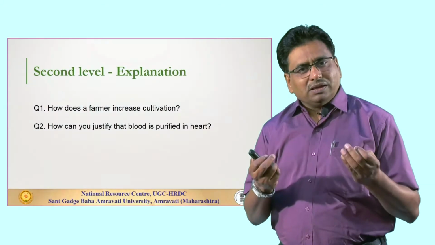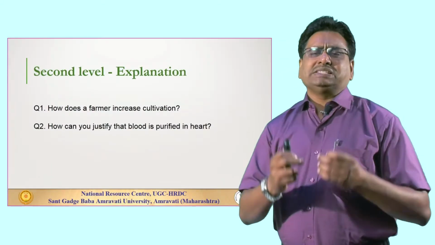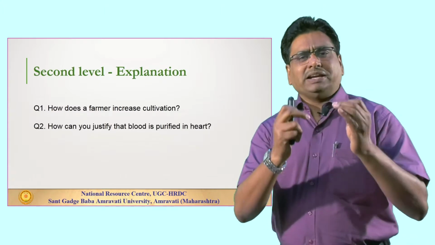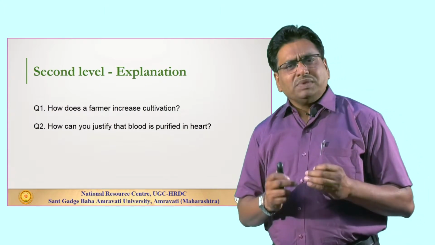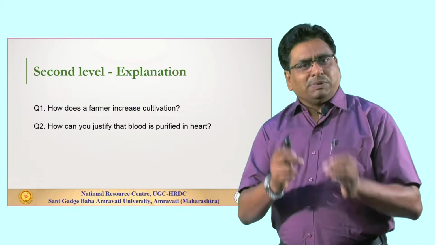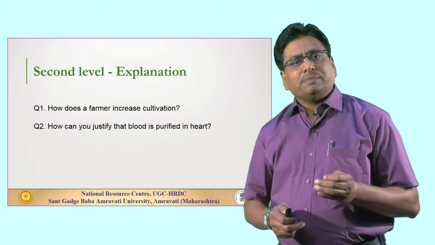Second level, explanation. In explanation level of questions, the students are asked to explain the relationship between two or more facts, ideas, concepts, etc. For example, question number 1, how does a farmer increase cultivation? Question number 2, how can you justify that blood is purified in the heart? The above questions will help the teachers to know the explanation level of the students.